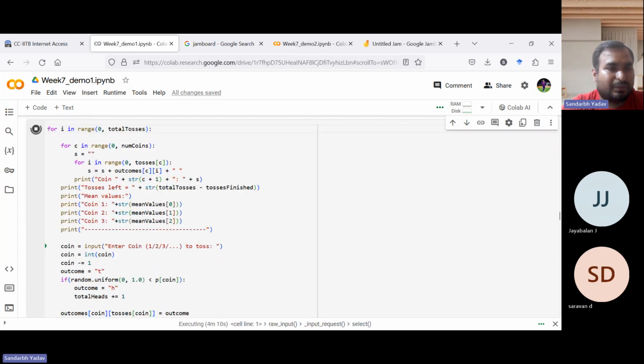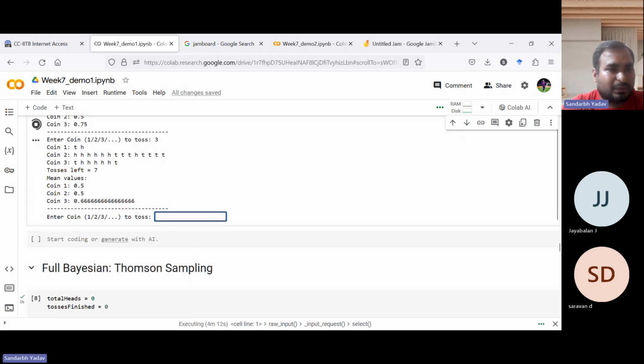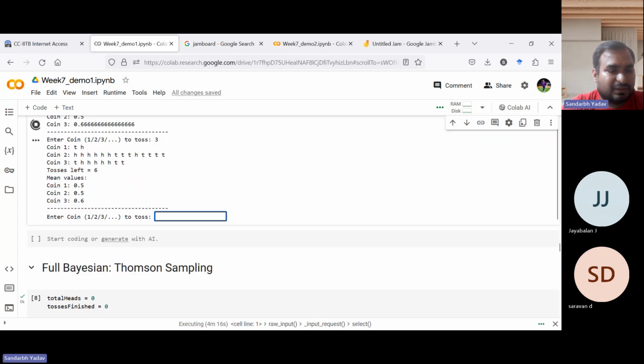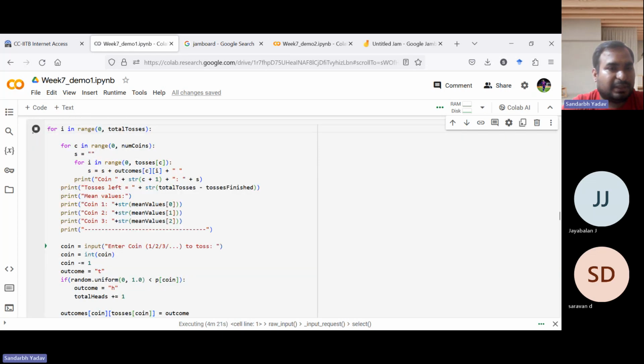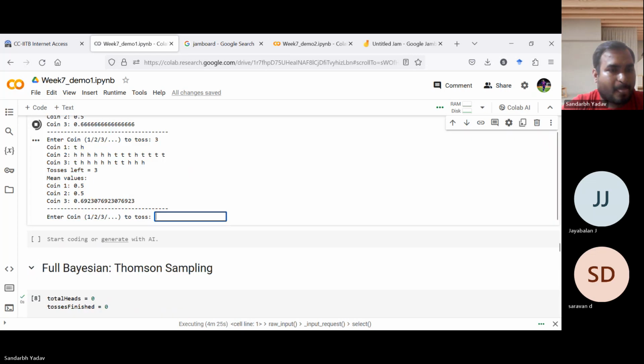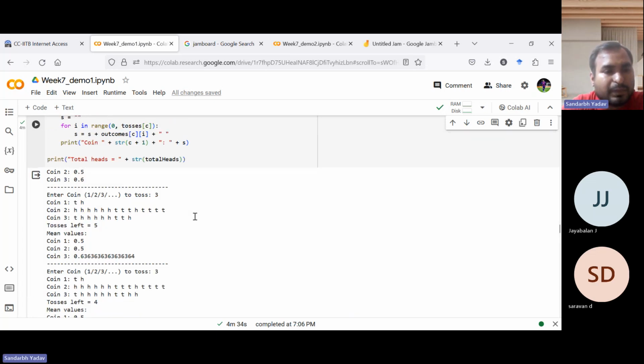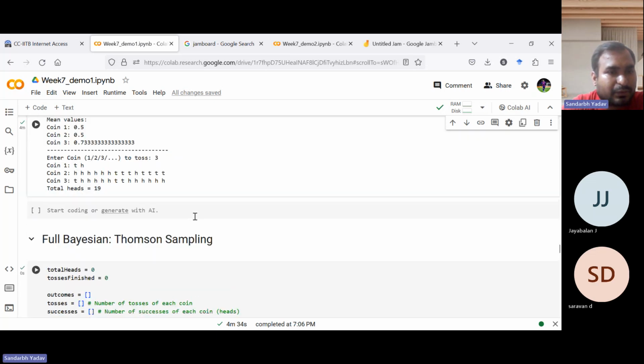So maybe from now we can keep on doing this. Coin 3. Now coin 3 is also reducing due to tails, but again it's back. Coin 3, head. So 2 tosses left. Let's see how many heads we got in total. So in total we got 19 heads.